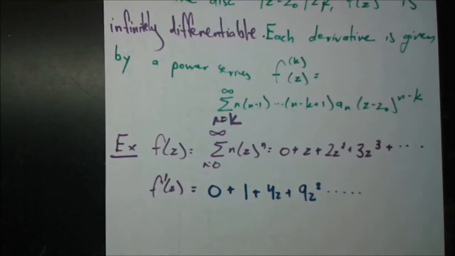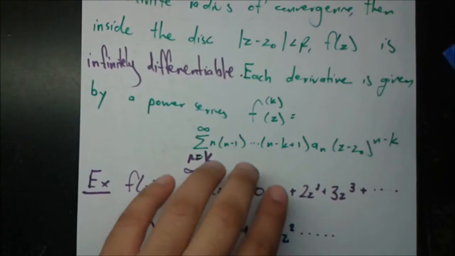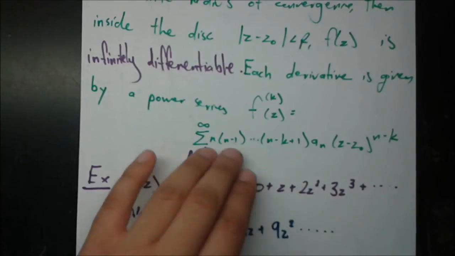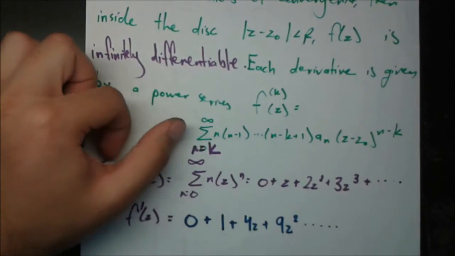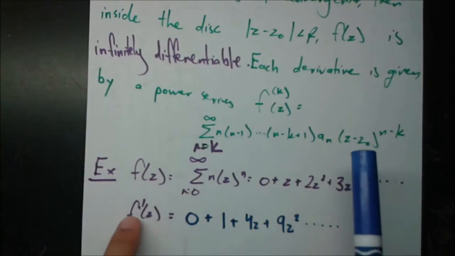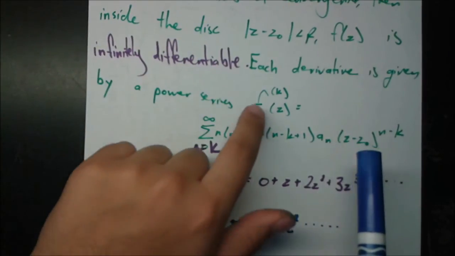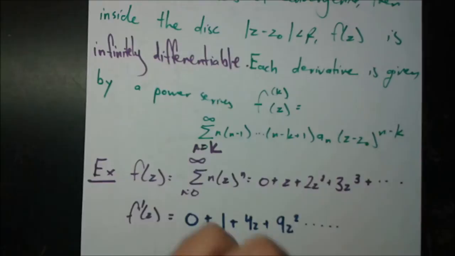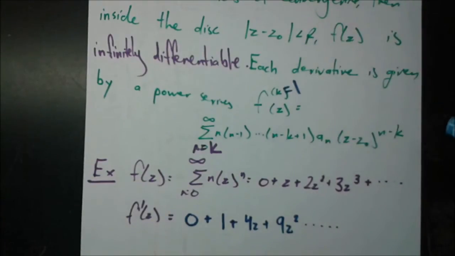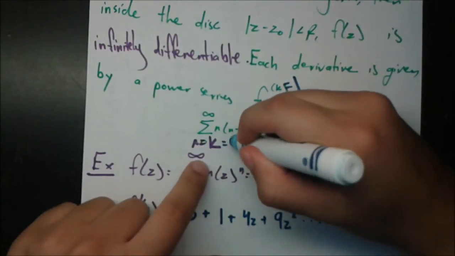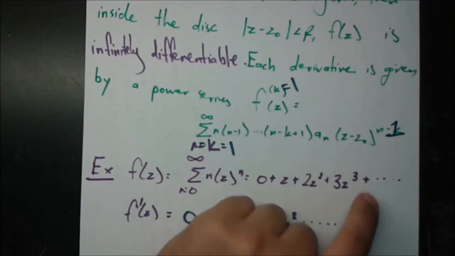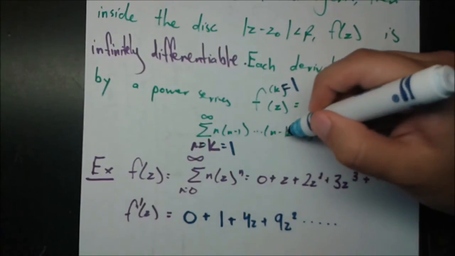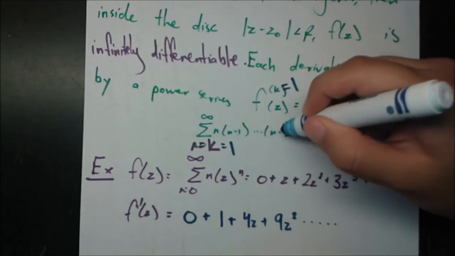Now, does that match? What we want to see is, does that match our definition right here? If it matches, then we see this definition is true. Okay, so let's put this through the definition. So we want the first derivative, right? So in this case, we want k to be 1. So we're going to have k equals 1. And so n equals k is going to be n equals k equals 1. And then n minus k is really n minus 1. And n minus k plus 1 is really n minus 1 plus 1.